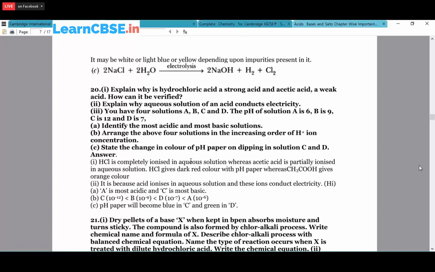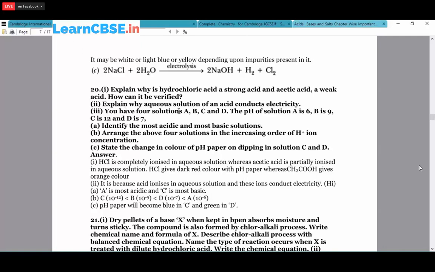A weak acid is one that is partially ionized. If we take 100 molecules of acetic acid, only 2 or 3 molecules dissociate into H plus ions and acetate ions, that is CH3COO-. This is partial dissociation. Only a few molecules dissociate, so we call it a weak acid. HCl is completely ionized in aqueous solution, while acetic acid is partially ionized. HCl gives a dark red color with pH paper, whereas acetic acid gives an orange color.